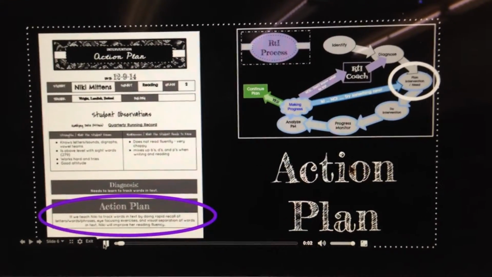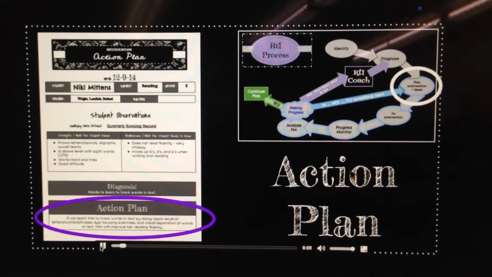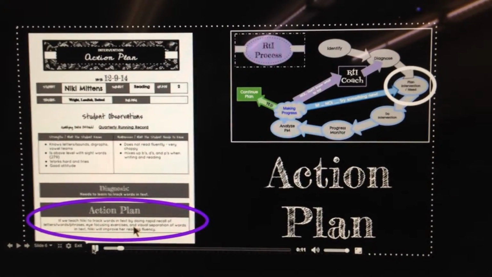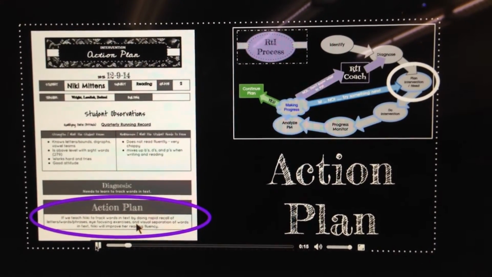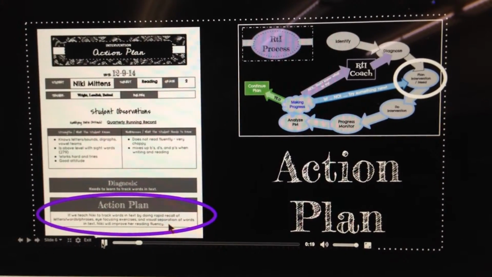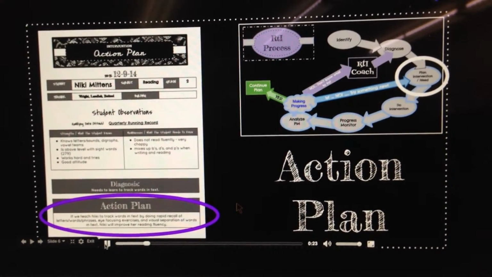Once we have diagnosed what our area of focus is, we must now plan how we are going to provide our interventions. As you can see here, if we teach her to track words in text by doing rapid recall of letters, words, and phrases, eye-focusing exercises, and visual separation of words and text, she will improve her reading fluency.